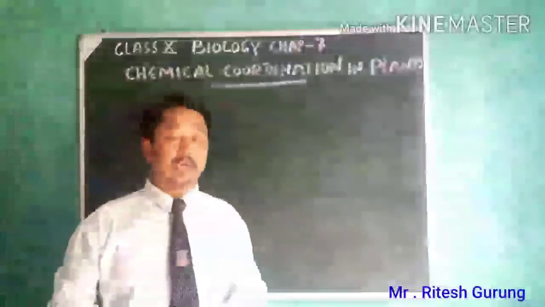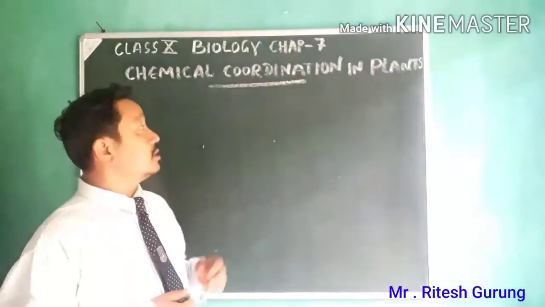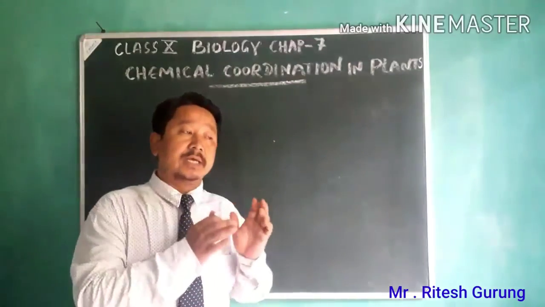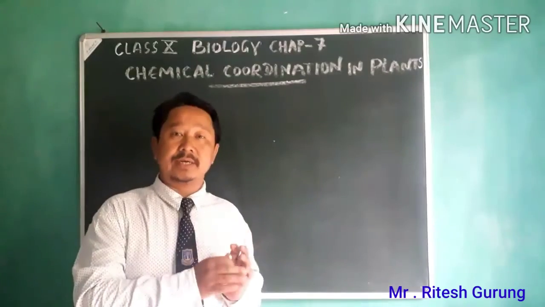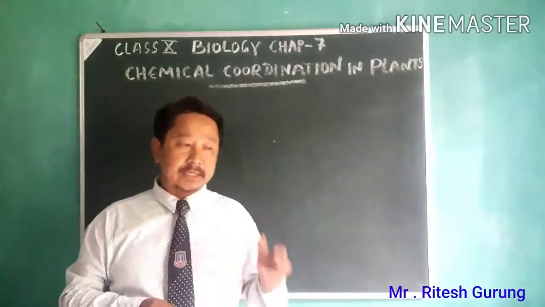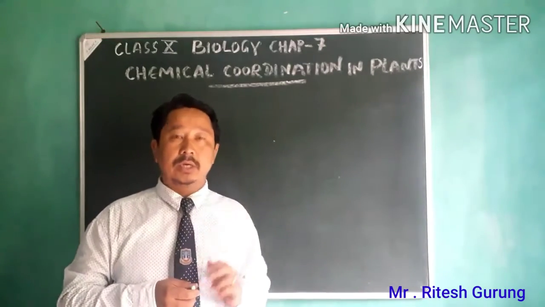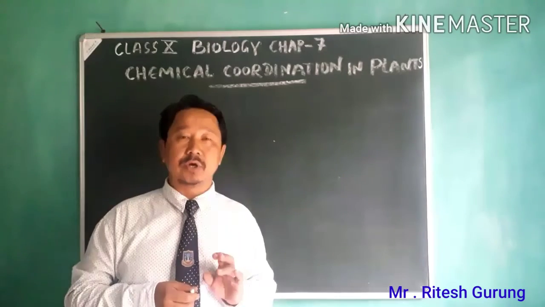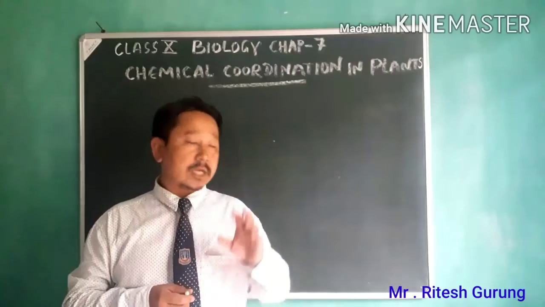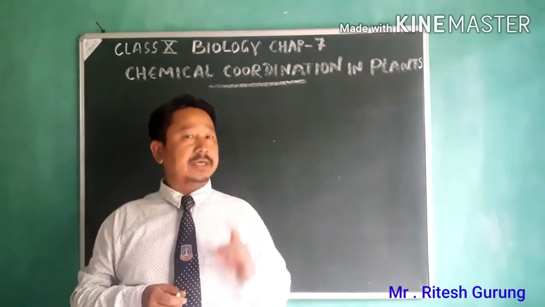Hello class 10, we'll continue chapter number 7, that is chemical coordination in plants. So we have already come to know what chemical substance we are talking about here: hormones. Regarding the plant hormones, we have already discussed two different types, auxins and gibberellins, in the last session. Today we will talk about three different kinds of plant hormones given in your syllabus.